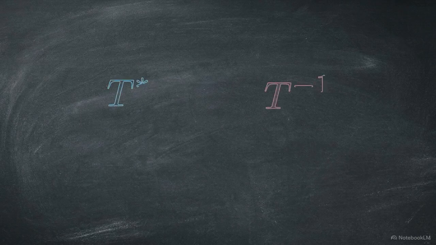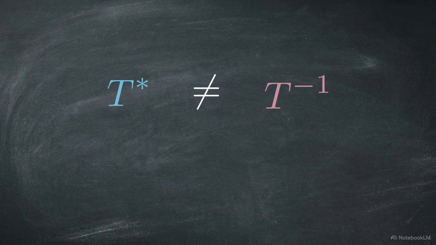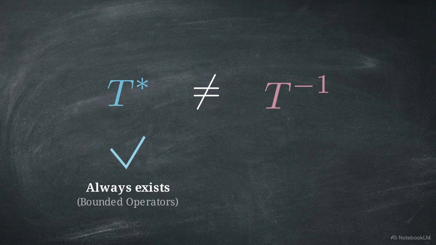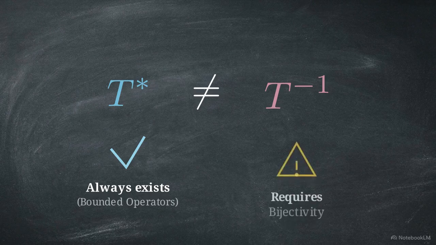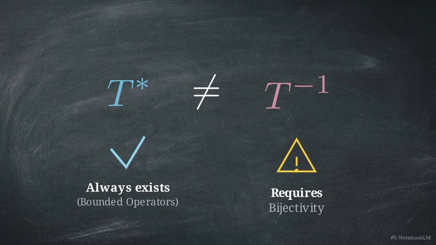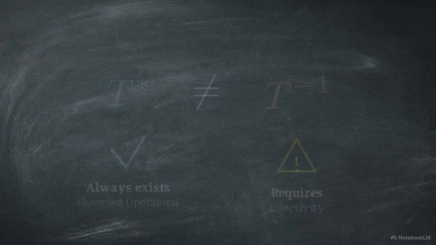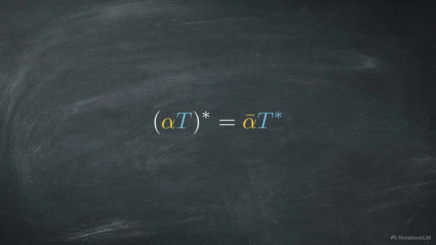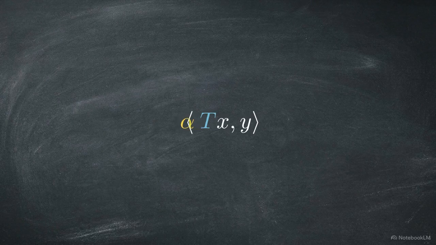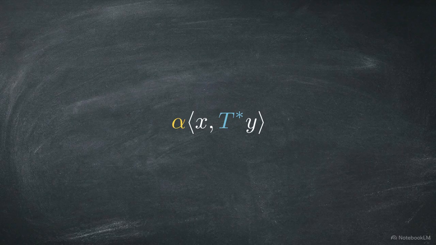It is vital to distinguish the adjoint T star from the inverse T inverse. The adjoint exists for all bounded operators, while an inverse requires strict bijectivity. They serve distinct roles in operator theory. The adjoint follows strict rules. Scaling an operator by a complex number alpha makes the adjoint the complex conjugate of alpha times T star. Moving a scalar to the second slot of the inner product requires this complex conjugate.